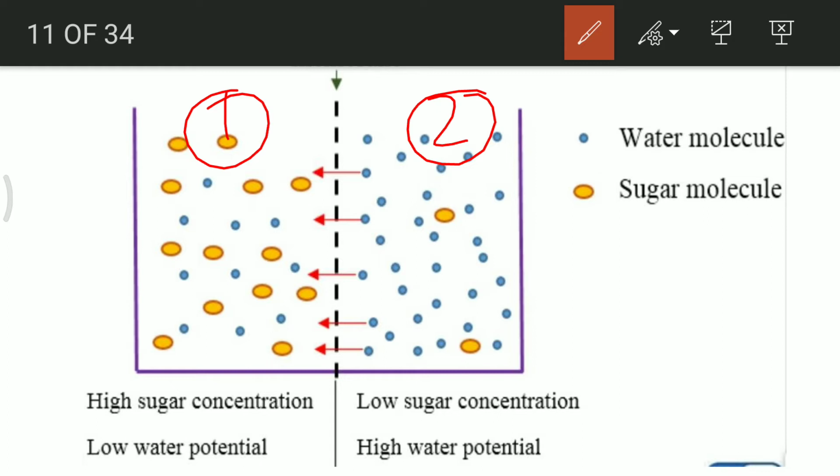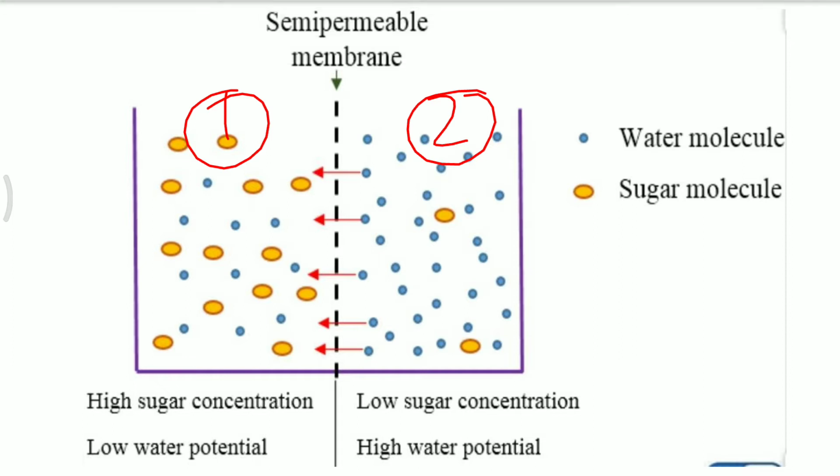So the water molecules will move from a higher concentration of water molecules to a lower concentration, or from a higher concentration of solvent to a lower concentration of solvent. Because the concentration of solvent is more in 2, water molecules are diffusing from 2 to 1. This is the meaning of osmosis, and osmosis always takes place with the help of a semi permeable membrane.